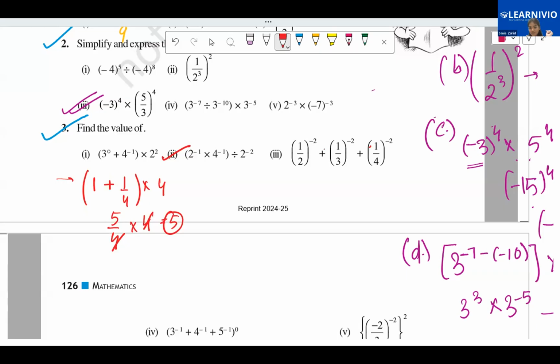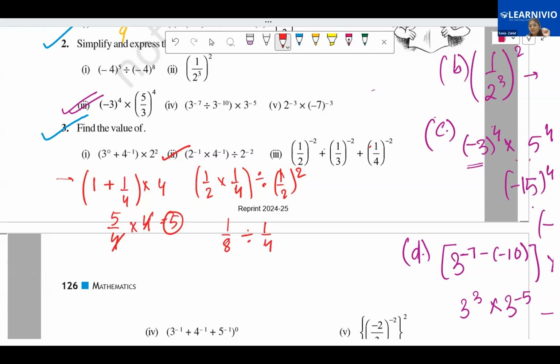Ma'am, you change the power in the bracket, so it is 1 by 2 to the power 1, then 1 by 4 to the power 1, and then divided by 1 by 2 to the power 2. Okay. So what is 1 by 2 into 1 by 4? 1 by 8. 1 by 8 divided by, what is 1 by 2 to the power 2? No, it becomes 1 by 4. Okay. Because 1 by 2 to the power 2 means 1 by 2 into 2.